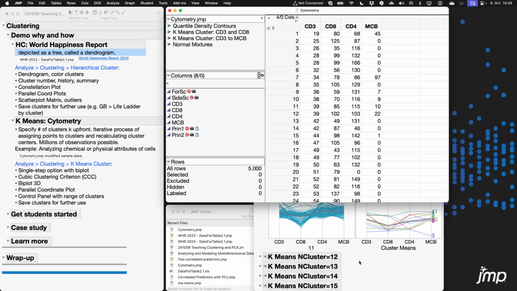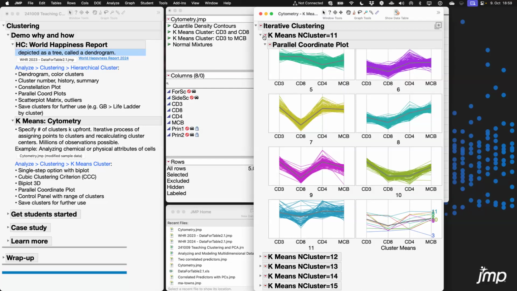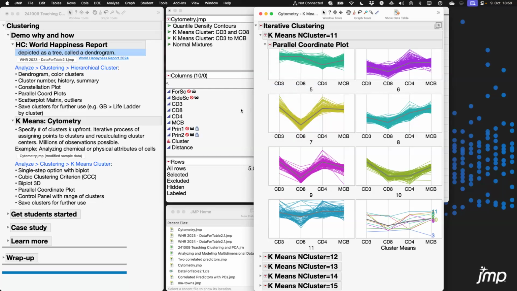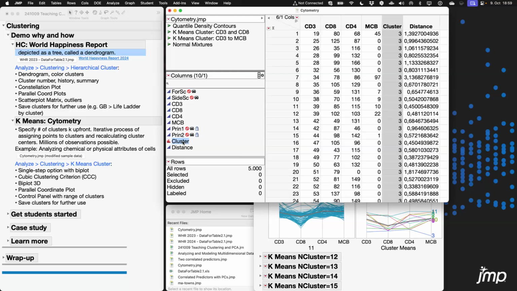And same exercise at the end. If you want to use this information for further analyses, just save the clusters to the data table. And in this case, for k-means, we get the cluster again, plus the distance information.